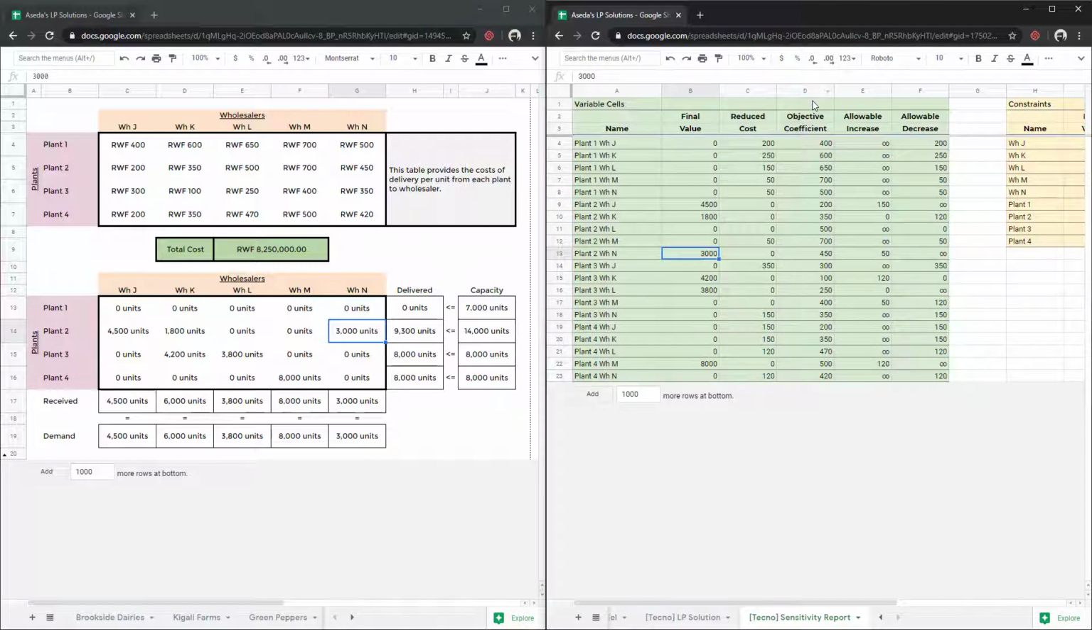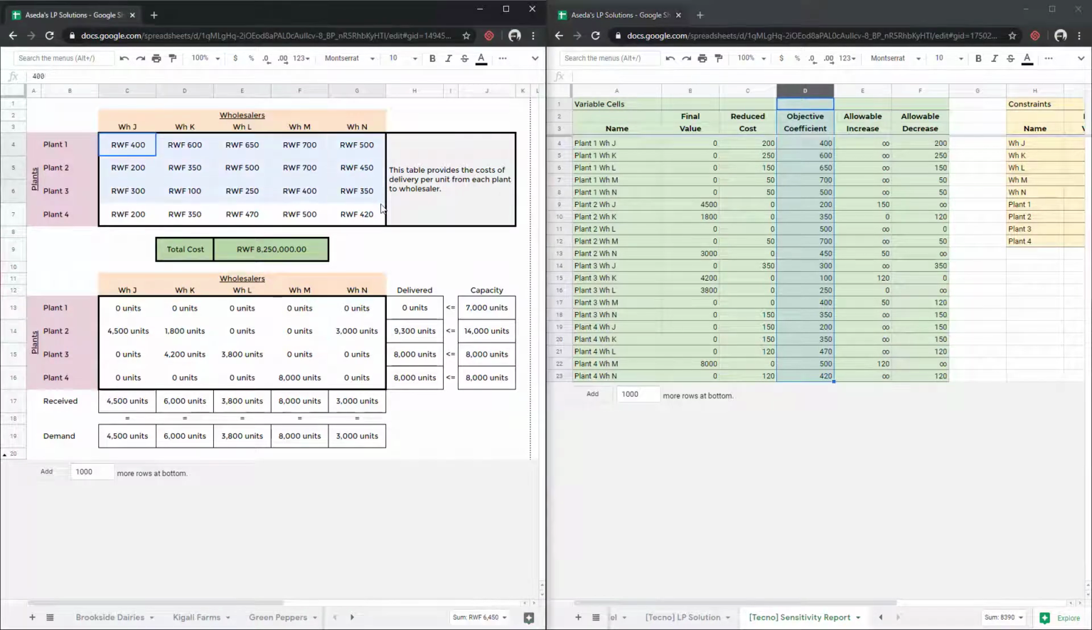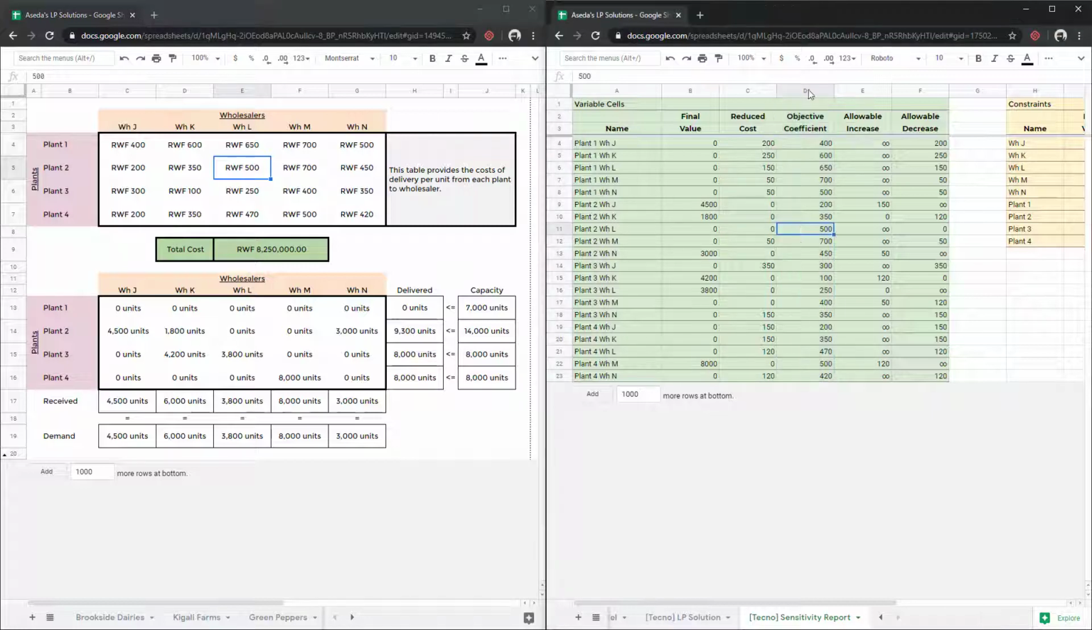We're going to come to objective coefficient. So the objective coefficient is basically what you're also seeing over here. So these are the coefficients in our objective function, right? So the cost per unit from plant 2 to warehouse L is 500. We also realize that plant 2 to warehouse L is 500. So it just replicates that for you, so on and so forth.